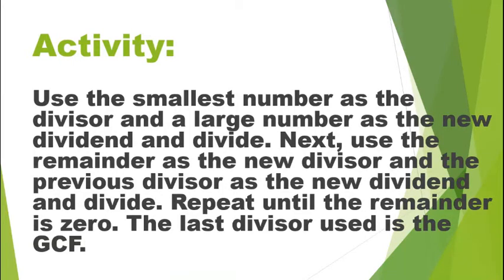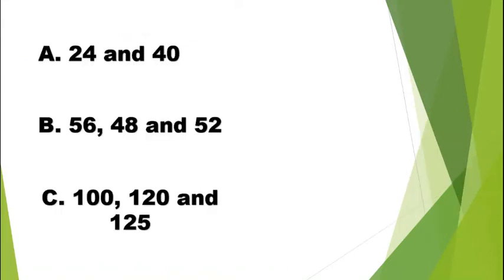So this would be our activity. Use the smallest number as the divisor and the larger number as the new dividend and divide it. Next, use the remainder as the new divisor and the previous divisor as your new dividend and divide it. Repeat until the remainder is 0. Then continue until you finish all the numbers given to you. The last divisor used is your greatest common factor or GCF. So let's start with your activity with the following numbers.